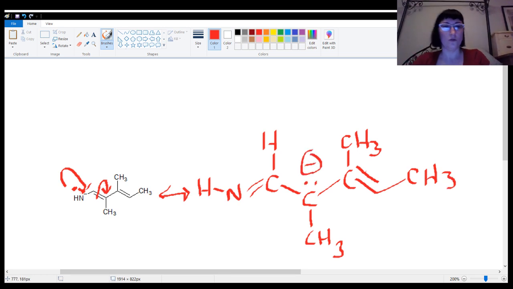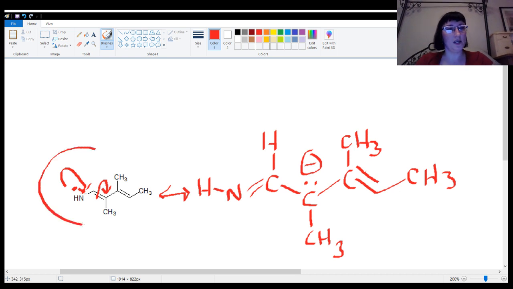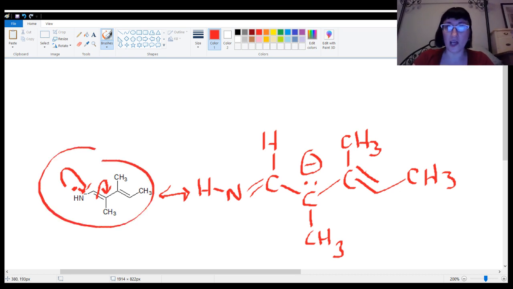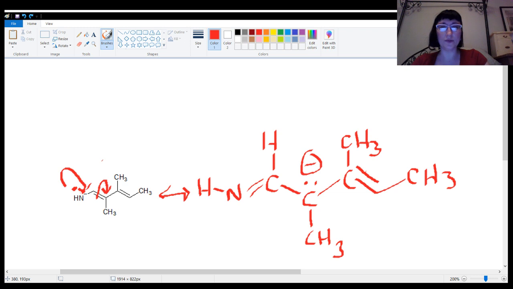So remember, if this one over here has a negative charge, then all the others have to have a negative charge too, or you made up stuff, right? You can't do that. So this one was negative, and now the new resonance structure is also negative, okay?